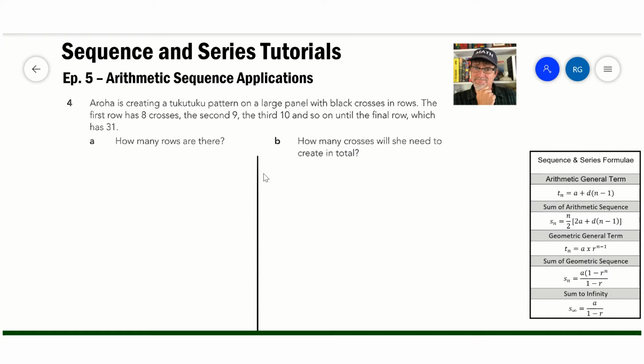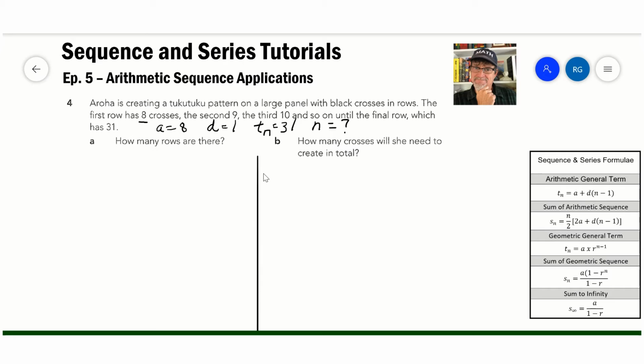Well, in this problem, the rows represent the number in the sequence. We've got our first term here, so that's our A, right? And we've got a difference of 1. It's just going up by 1 every time. And this 31 here, that's the last term. Now we don't know which term that is, but we do know that that is T sub n. And our n, in this case, is the unknown. So out of those 4 things, we got an A and a D and a T and an N.